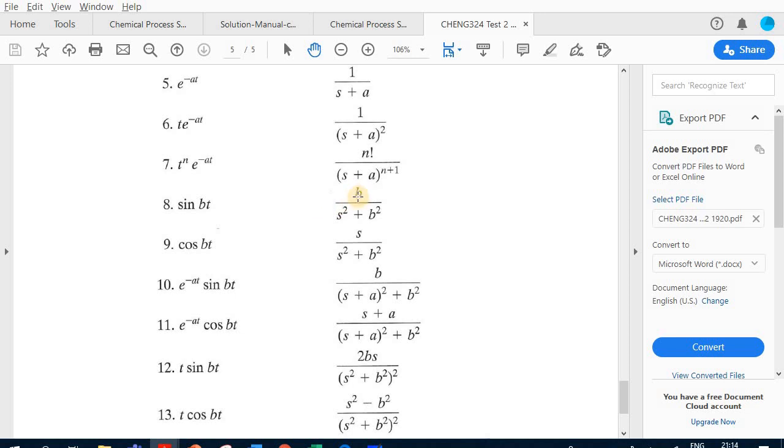The answer, if you take the Laplace, is b over s squared plus b squared. Okay, so what do we have? We have s squared plus 3. And actually 3 could be represented as the square root of 3, the whole thing squared. So we do have s squared plus b squared. Okay, so we do have that.